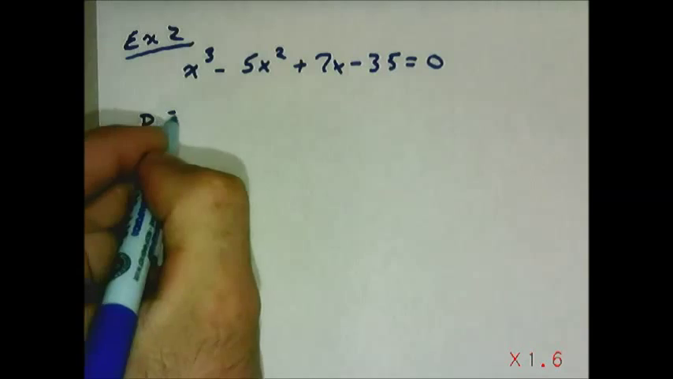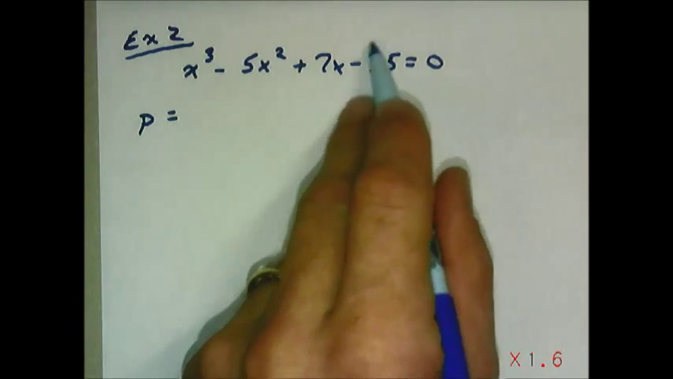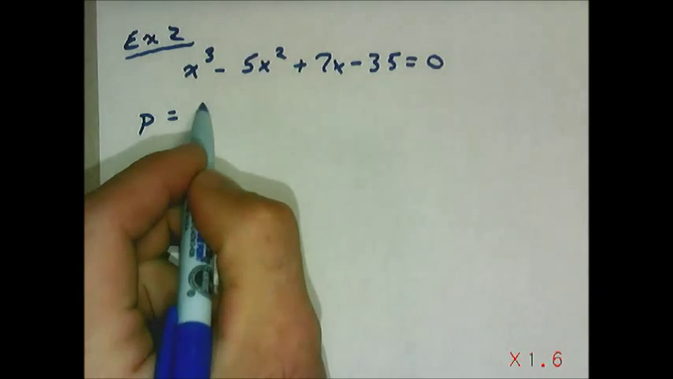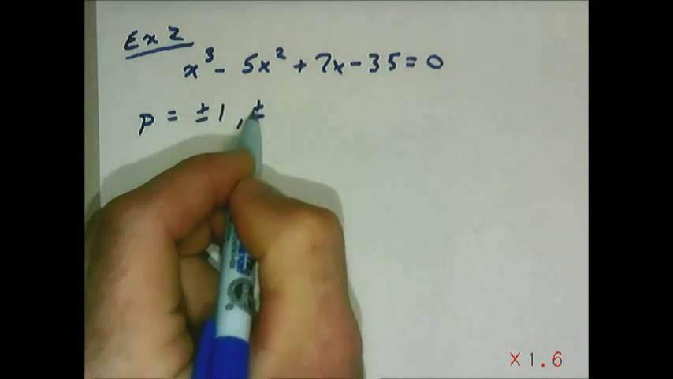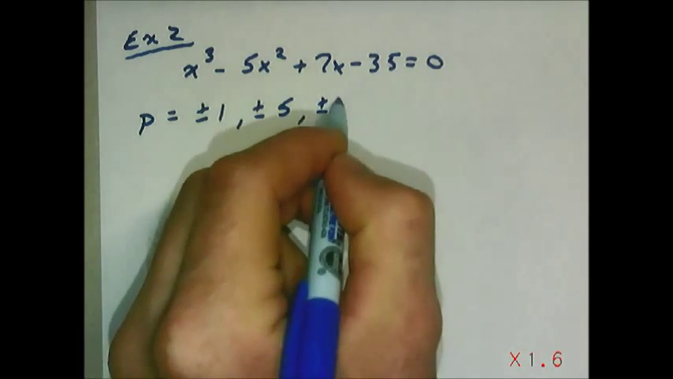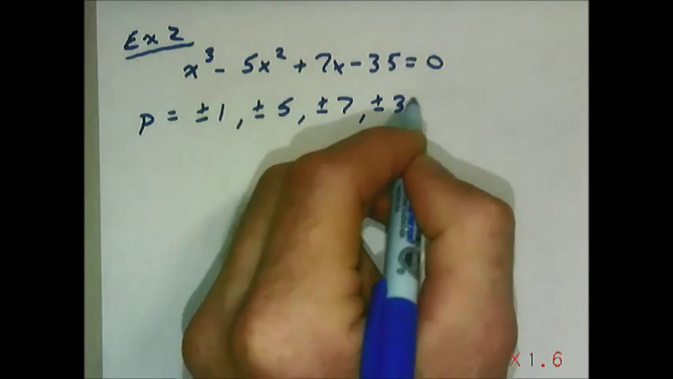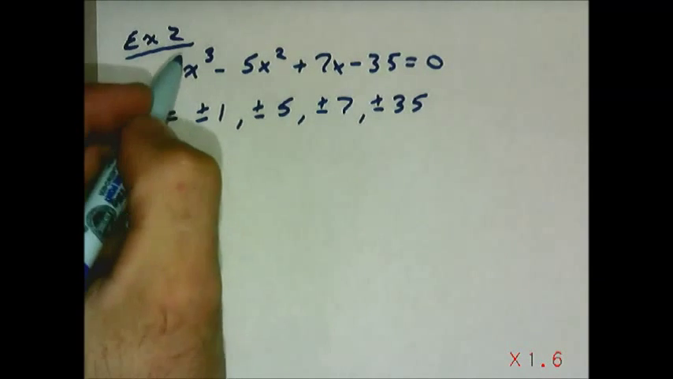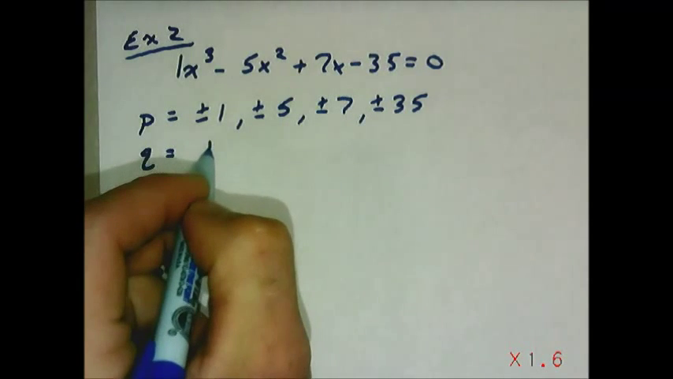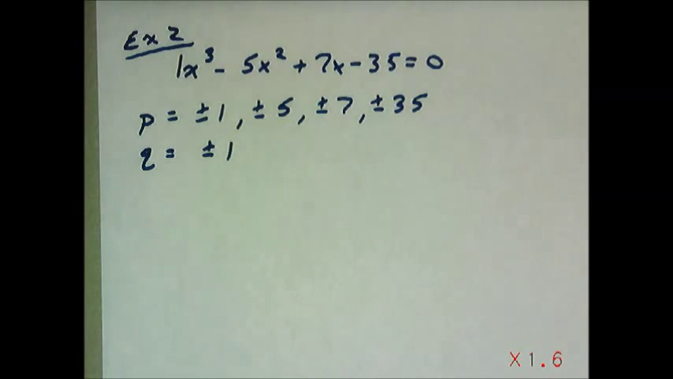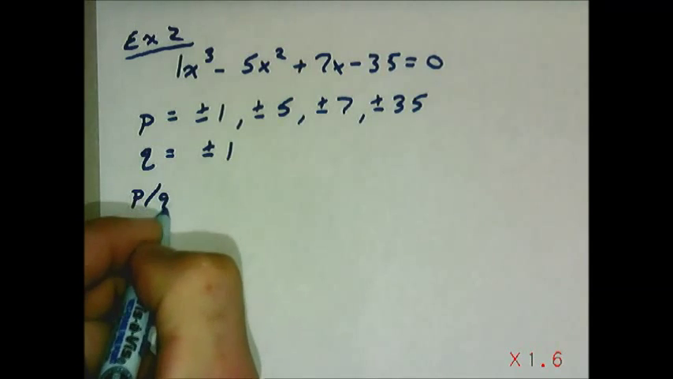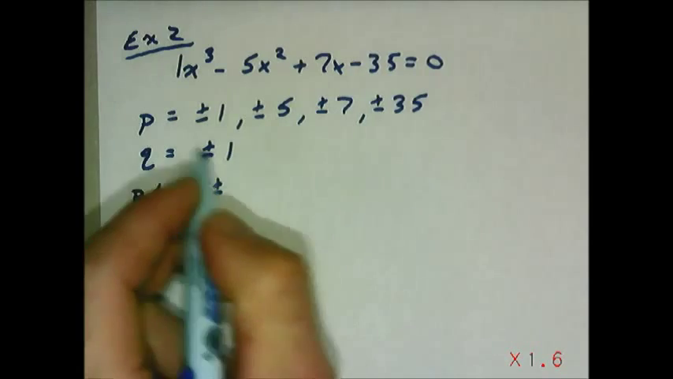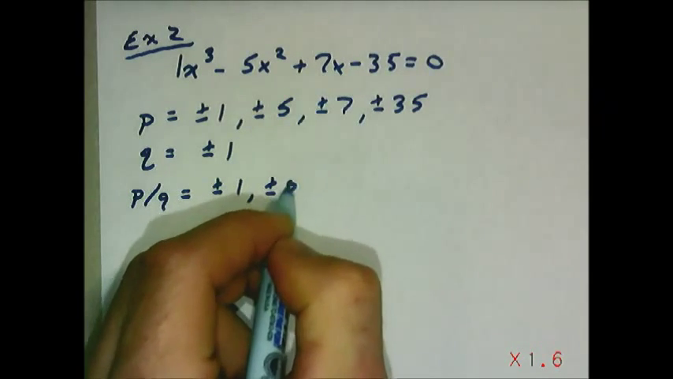Here are the p values. Remember to take the constant term and all the factors of it. So the factors of negative 35 are plus or minus 1, plus or minus 5, plus or minus 7, and plus or minus 35. Our q values, in this case our leading coefficient, are plus or minus 1. Again, the nice thing with this one is that all of our p values divided by the q value will simply be the p values.